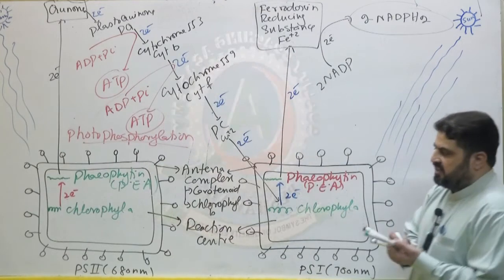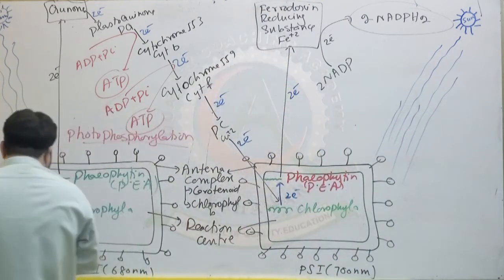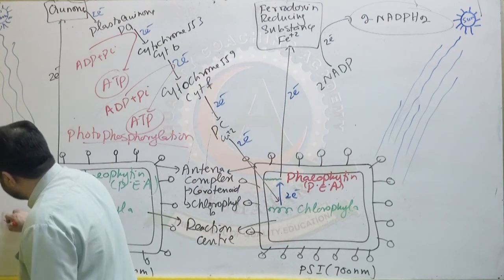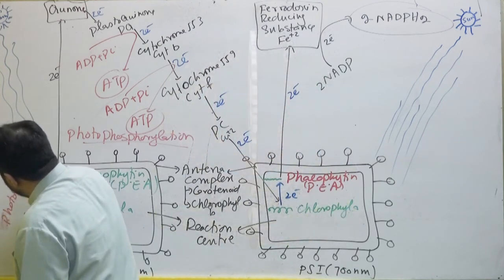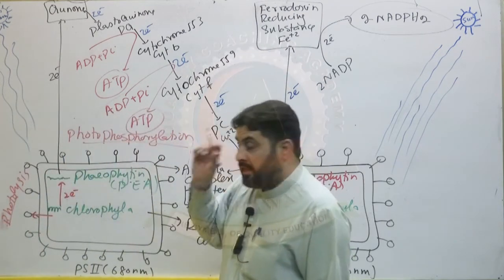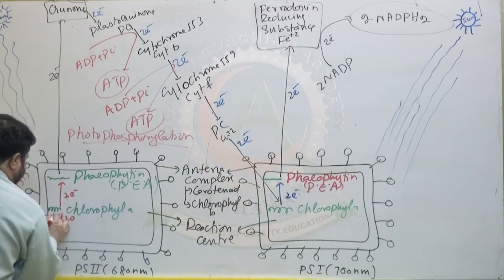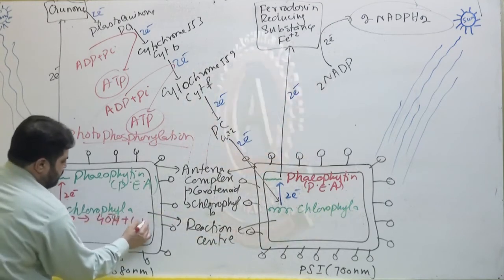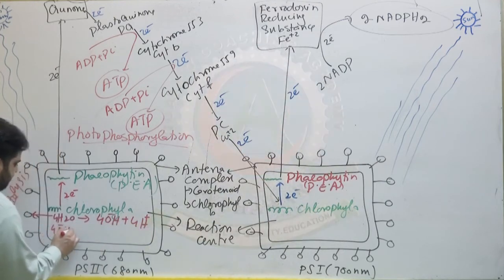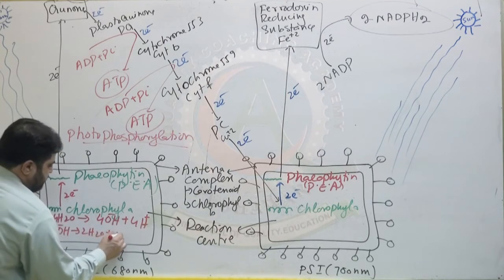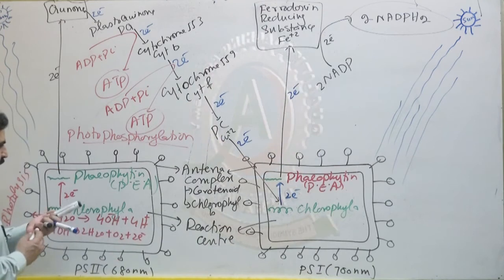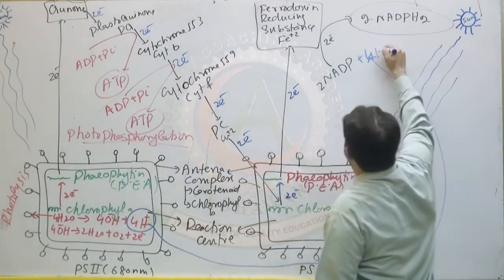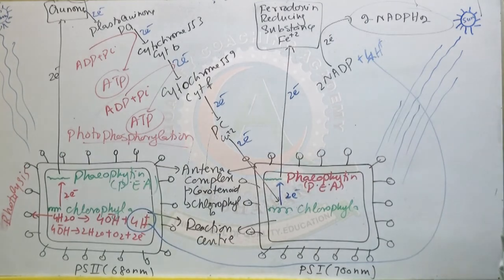Now there is a deficiency of electrons in photosystem 2. What happens during this process? A reaction takes place, and the name of this process is photolysis. Photo means light and lysis means splitting. Here the water molecule used in the photosynthesis process is split into 4 hydroxyl and 4 hydrogen ions. Then 4 hydroxyl combine to form 2 water molecules, oxygen and electrons. These protons, hydrogen ions, are received by NADP. So that's why NADPH2 production takes place.